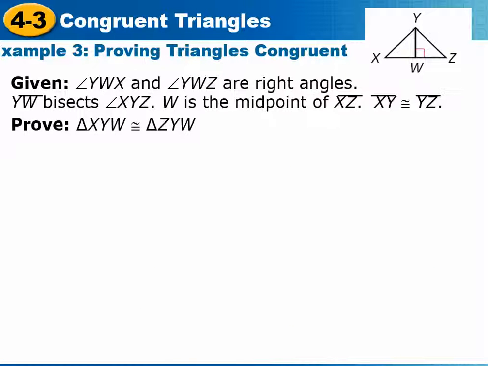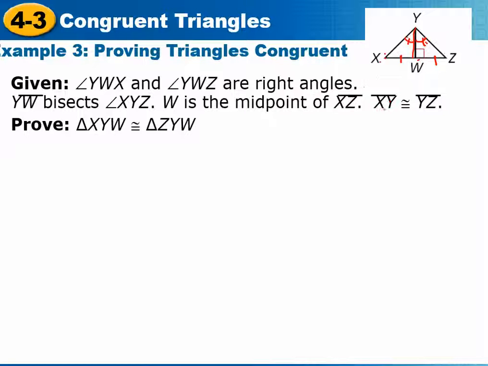Okay, now here's a proof. See, it says proving. Angle YWX and angle YWZ are right angles. Okay, that's a given. YW, this segment here, bisects angle XYZ. Well, what does bisect mean? If you bisect an angle, you turn it into two congruent parts. This angle would be the same as this angle. W is the midpoint of XZ. Well, what's the definition of midpoint? It says that you will get two congruent segments here. XW would be congruent to WZ.